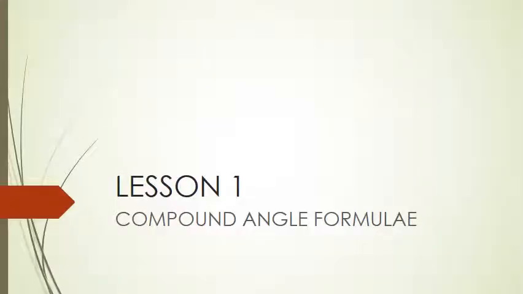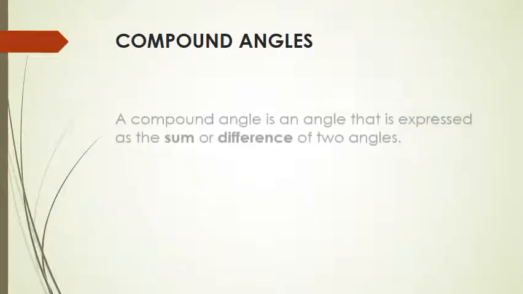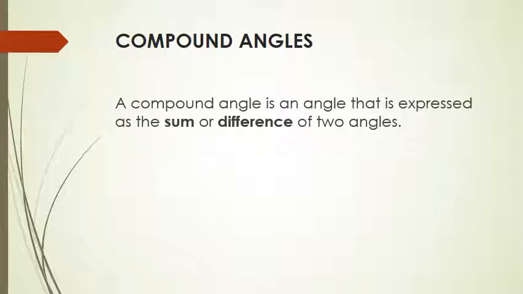Lesson number 1. Compound angle formulae. Let us begin by explaining what a compound angle is. A compound angle is an angle that is expressed as the sum or difference of two angles. Let's have an illustration.